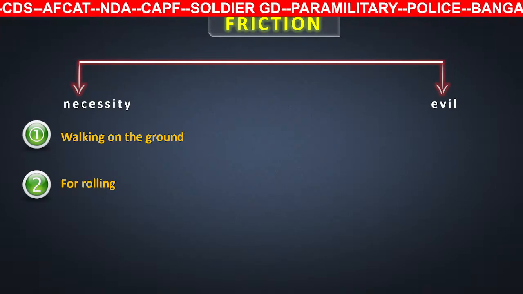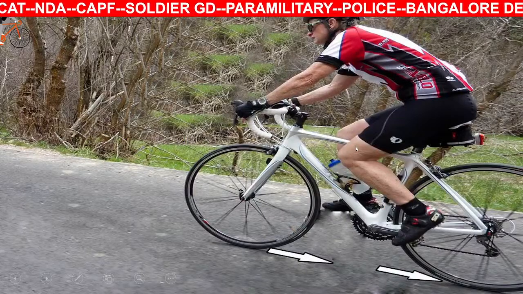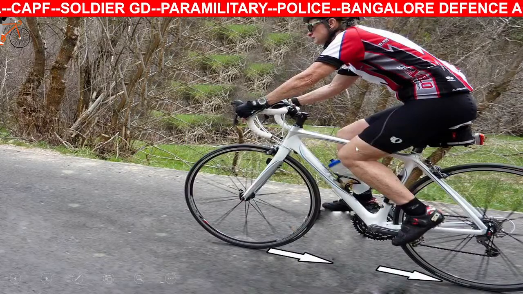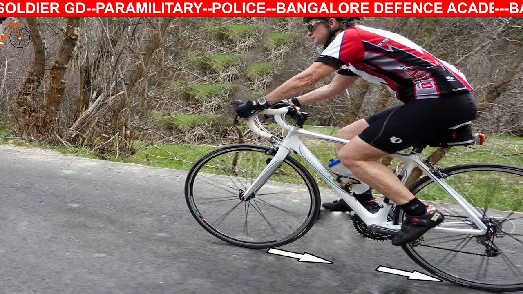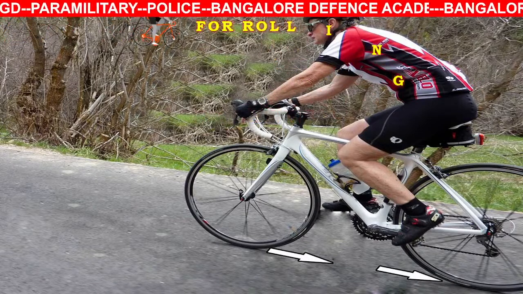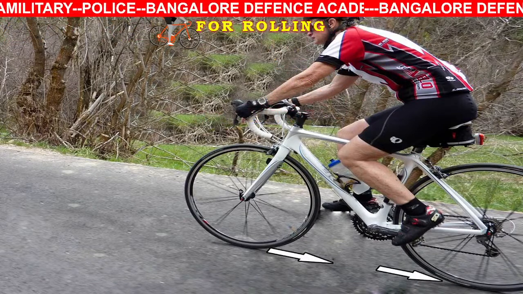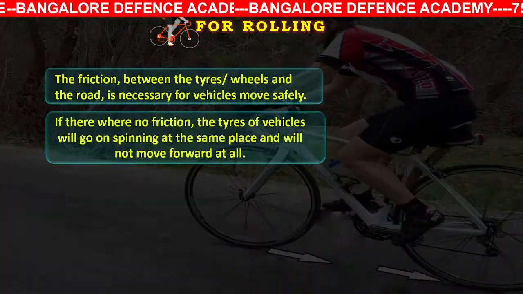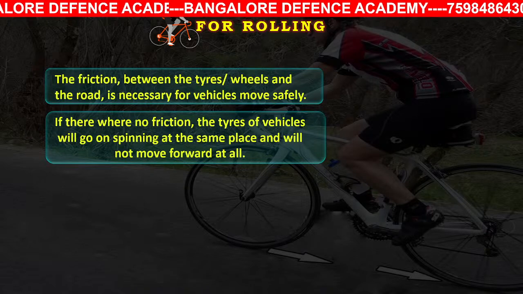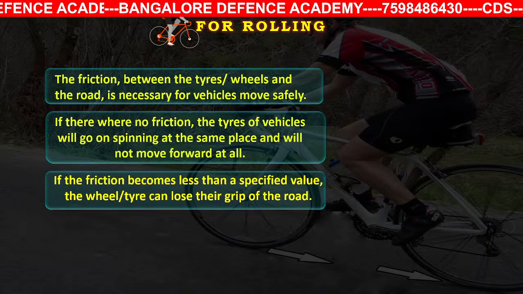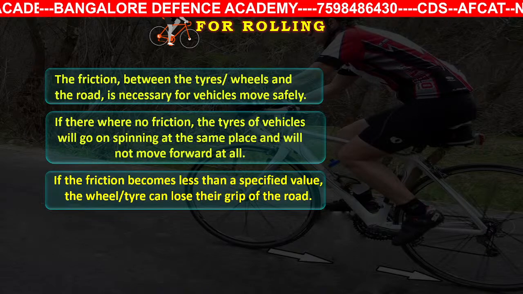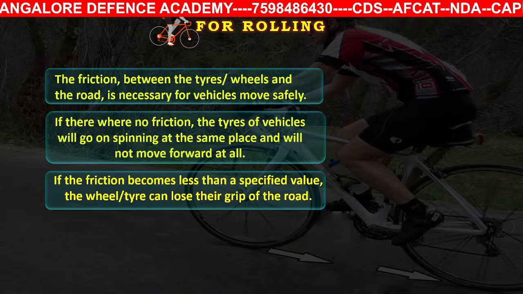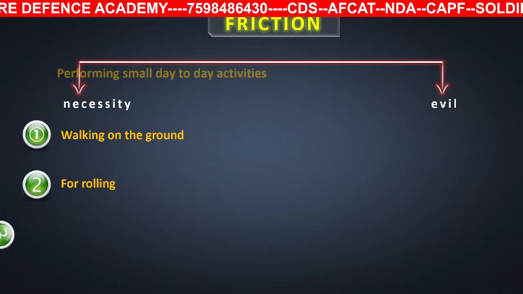Next is for rolling. Okay, what is this? Cycle. To have rolling, you need a little bit of friction so that the object moves. Okay. So the same story once again. You can read this later when you are free. When the friction becomes less than a specified value, the wheel or tire can lose its grip on the road.